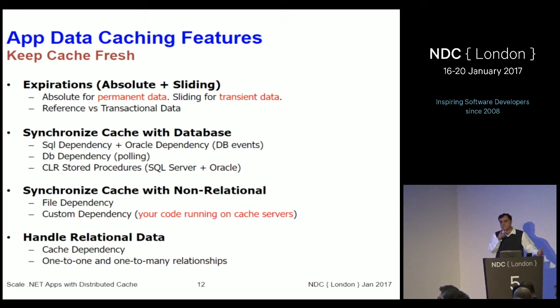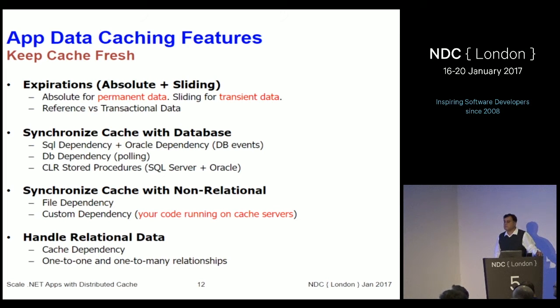Now, polling is not as real-time as events, but polling is a lot more efficient, because in one poll, you could just say, give me all the rows, give me all the keys where the data has changed. So in one call, you can get back thousands of rows, and then you could take action on those. So it's like a bulk operation. But even that has limitations, because when you're talking millions of dependencies, that has limitations. The third option is to use a CLR stored procedure.